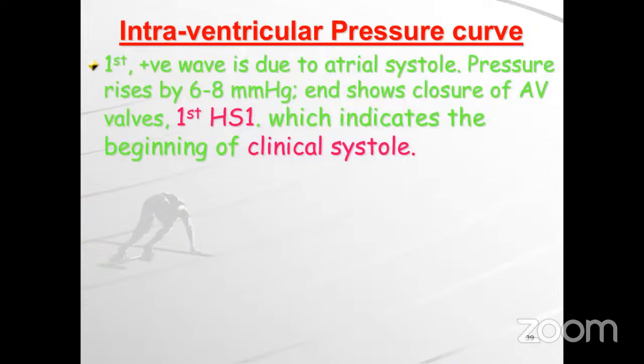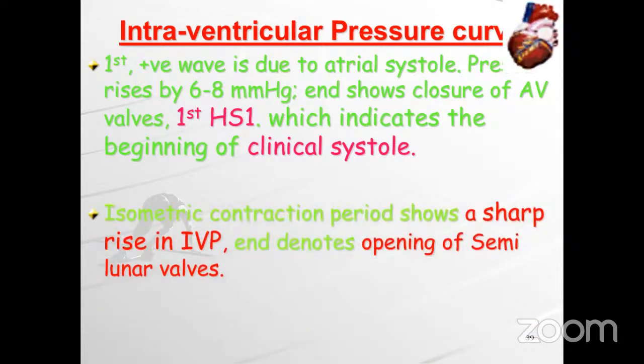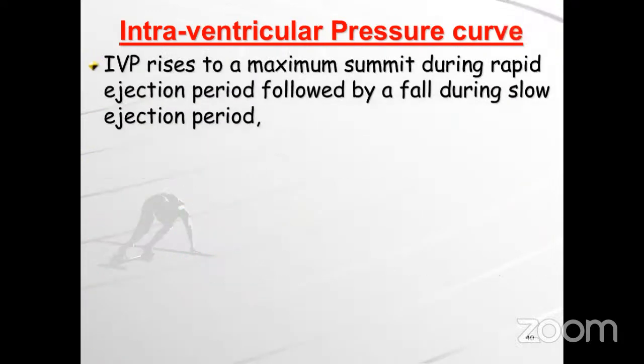There, the pressure rises by 6 to 8 millimeters of mercury. The end of this causes the closure of the AV valve, which produces the first heart sound, indicating the beginning of clinical systole. Isometric contraction shows a sharp rise in intraventricular pressure and denotes the opening of the semilunar valve.